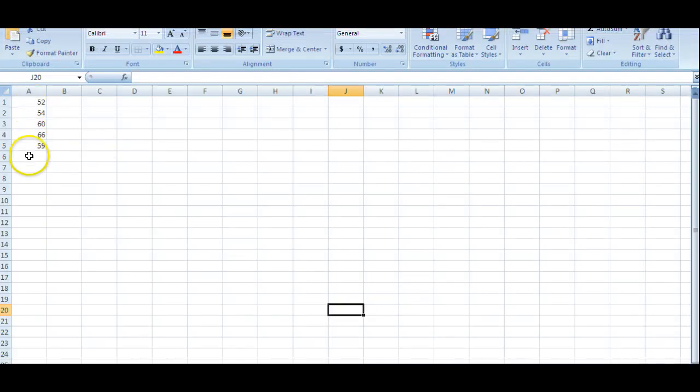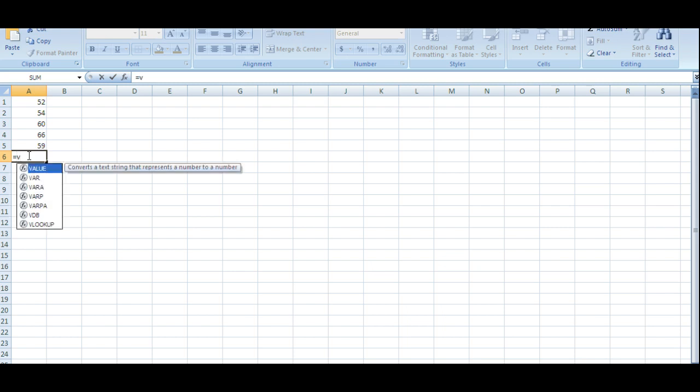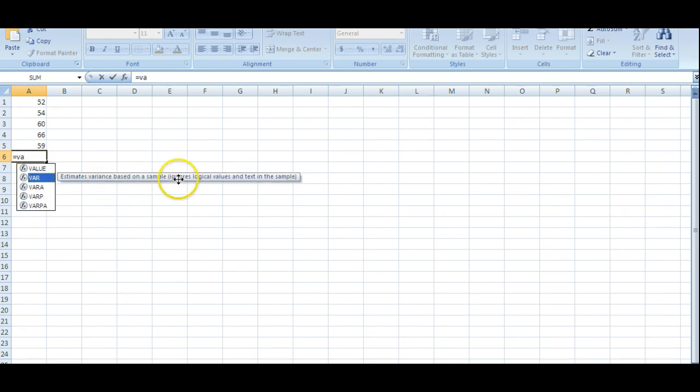So the way you do that is after you've got your data highlighted, just type in a cell the equal symbol, and then start typing in the variance. Okay, VAR. You see right here, if you click on it, it says estimates variance based on a sample. Now, if you have a newer version of Excel, it may have VAR.S for variance from the sample, and then VAR.P for variance of the population. But just click on and read what it tells you that it gives you. So this gives me the variance based on a sample. So that's what I want.